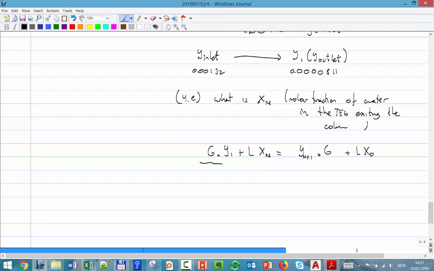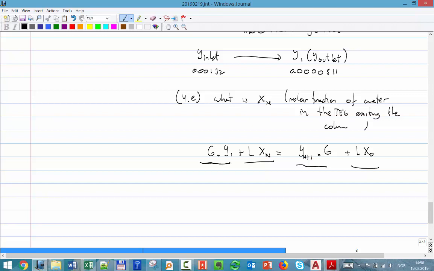This is entering from the bottom. No, this is leaving from the top. This is leaving from the bottom. Liquid and gas leaving from top and bottom. This is entering from the bottom, and this is entering from the top. So the gas that is coming in should be equal to the gas that is coming out.